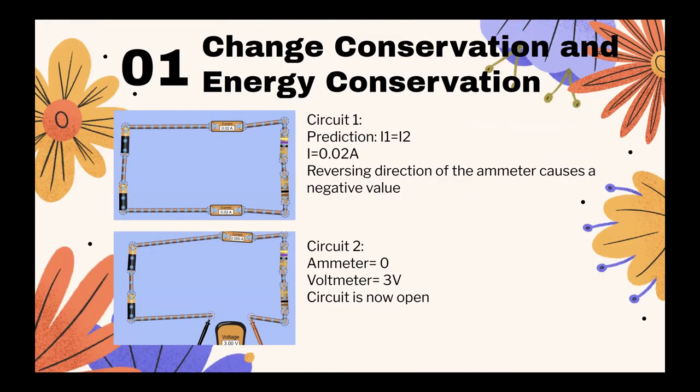The first part of the current simulation was to test the conservation of charge and energy conservation. To do that, I predicted what the circuit 1 current would be, and I said that I1 would equal I2 because of the node rule, which ended up being correct, and it was 0.02. Reversing the direction of the ammeter caused a negative value. In circuit 2, when I disconnected one of the ammeters, it became 0 because the circuit was open, and we found that the voltage was 3. These were with 1.5 volt batteries.